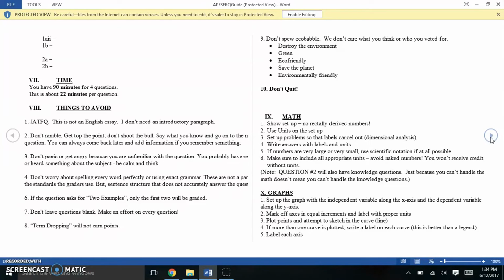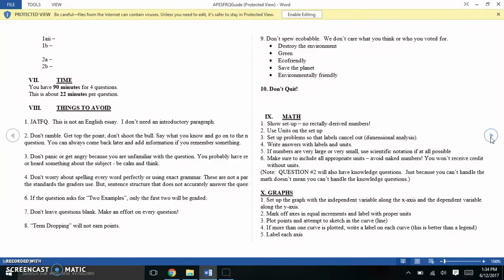Things to avoid. This is not an English essay, so do not make it flowery. Just answer the free response question as it's asked. Don't ramble on. Don't try to just keep wordy. Just get to the point. Don't panic and get angry because you may not know it. There are going to be some things in this at the end of the year that you'll have that we may not have covered, or maybe something that they throw in here. So just be prepared. Don't worry about spelling every word perfectly and using exact grammar. Do the best you can in your writing.